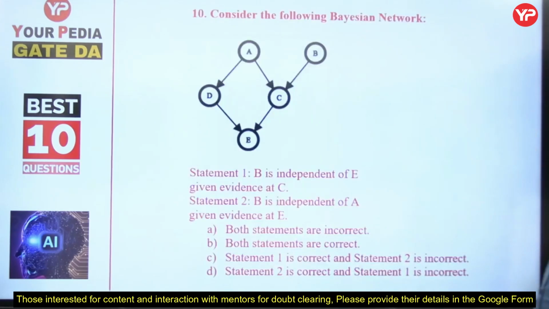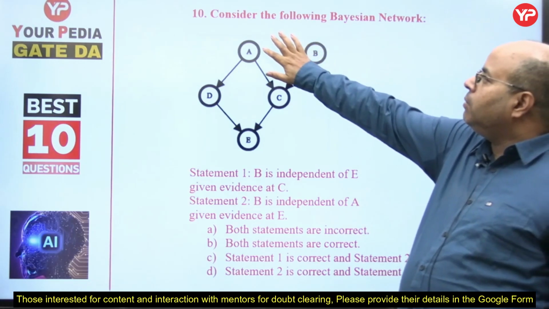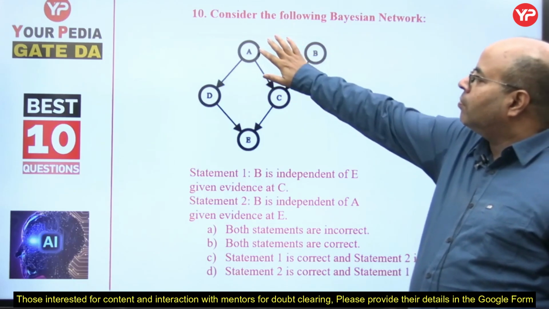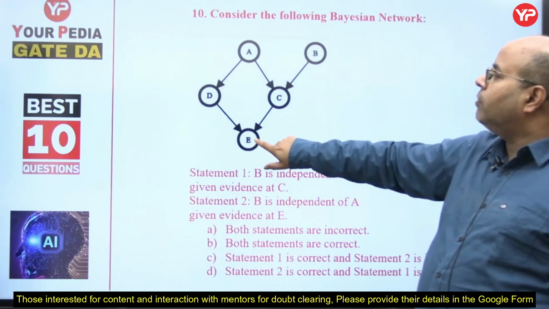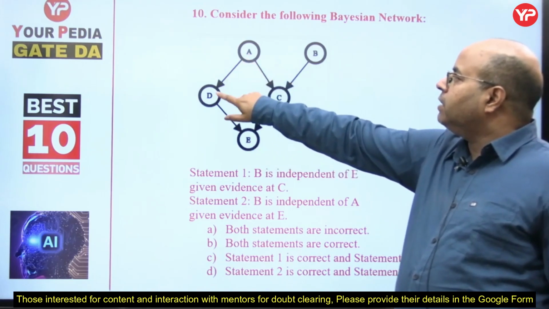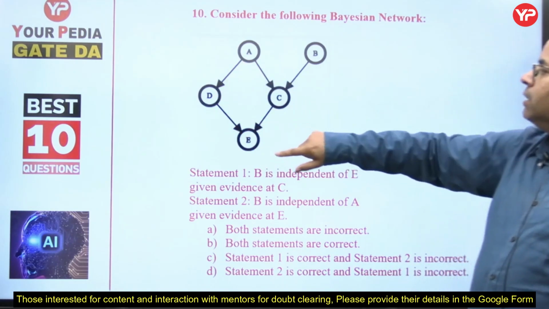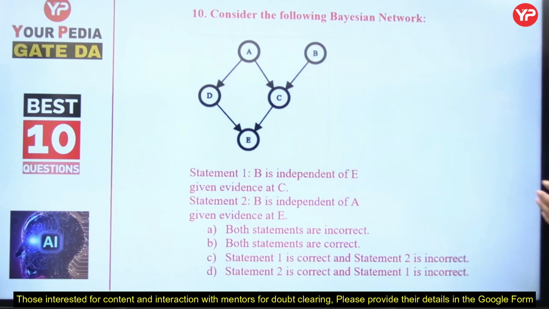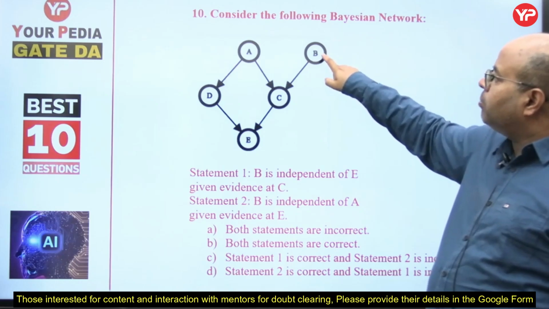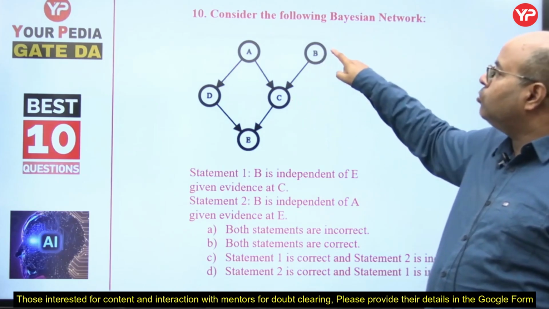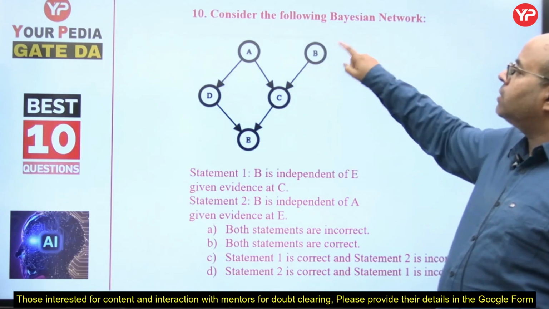Then 10th question, the last one. Consider the following Bayesian network. This is a Bayesian network. Here A has an effect on C, B has an effect on C, and C has an effect on E. Then A has an effect on D and D has an effect on E. Now in conditional probabilities we will go in reverse. So in estimating B, C will also have some role, E will also have a role.